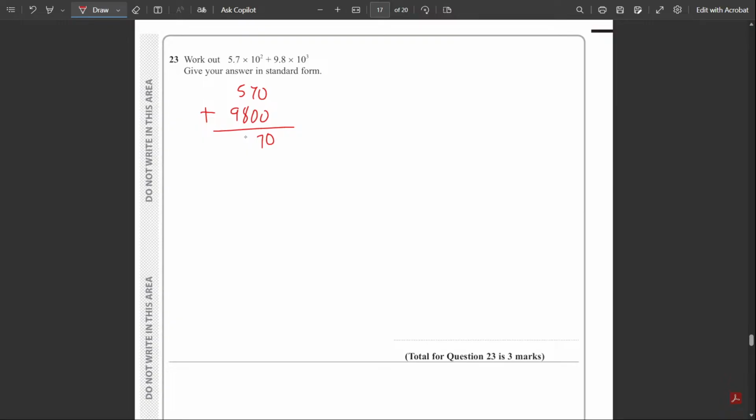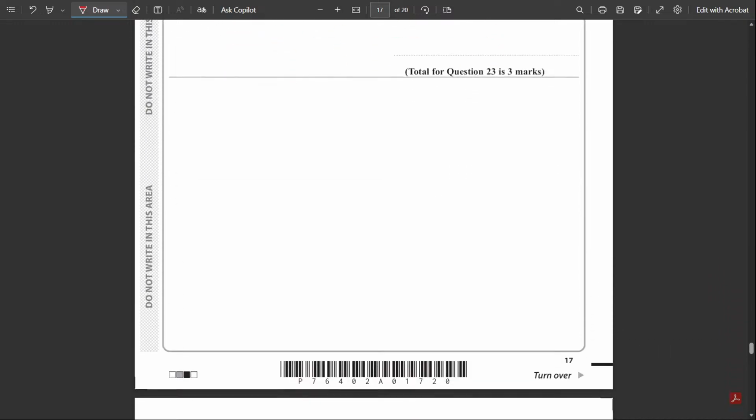we get 13 carry 1 forward, so 10,370, and you put it back into standard form, so we have to have a decimal there, so you get 1.037 multiplied by 10 to the power 1, 2, 3, and 4, and that's your answer.